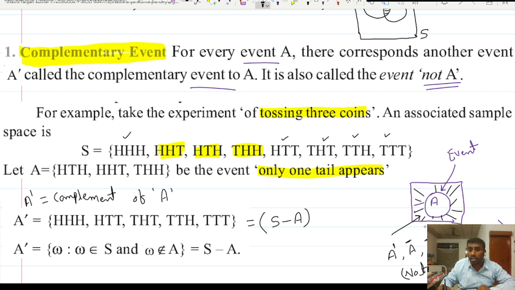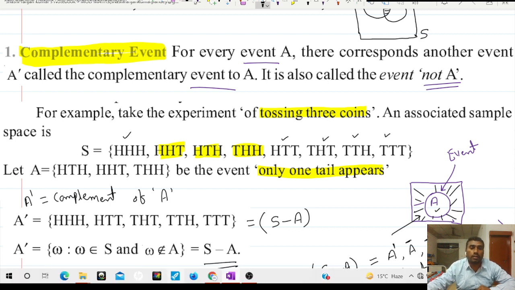Here also you can see this is nothing but your complete sample space, and if you subtract this portion of the set A, then you are getting the complement of the set. So hopefully it is the same as written here, and hopefully you got the concept related to complementary events.